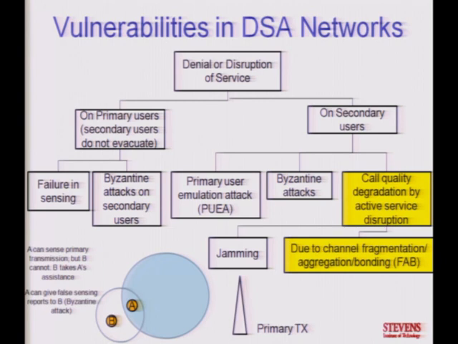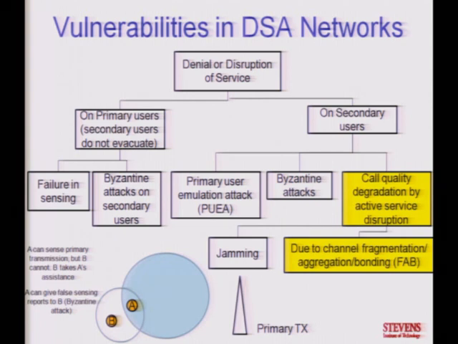Now, the Byzantine attack could also work against B, meaning when the primary is off, A could say it is on and prevent B from even accessing the spectrum. So that's another kind of attack on B. The last one is what we will be talking about, which is call quality degradation by active service disruption. I'll tell you what it is as we go further.